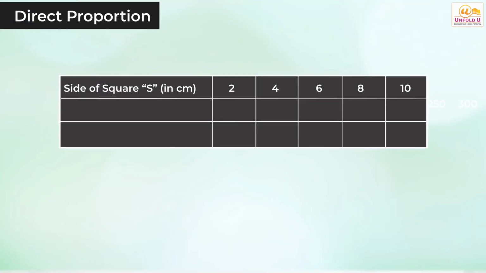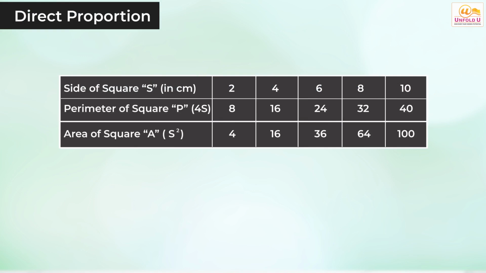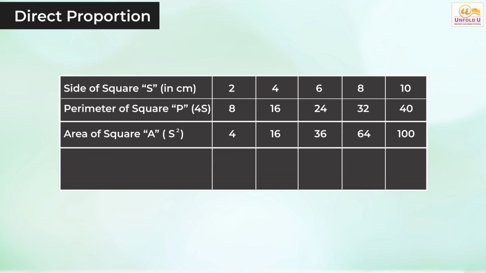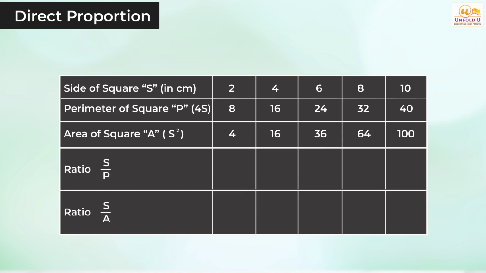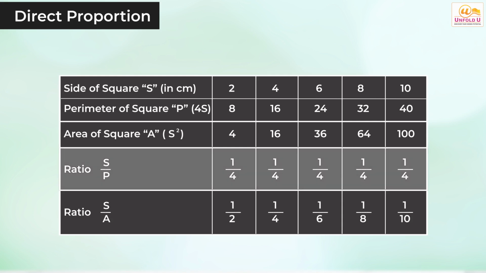Now see the given table. इस टेबल में डिफरेंट स्क्वायर की साइड्स गिवन है. उन साइड्स के करस्पॉन्डिंग स्क्वायर्स का पेरीमीटर एंड एरिया फाइंड किया गया है. अब अगर हमें रेशियोज फाइंड करना हो, रेशियो ऑफ द साइड टू द पेरीमीटर एंड द रेशियो ऑफ द साइड टू द एरिया ऑफ द स्क्वायर्स, वी गेट द कंप्लीट टेबल एज शोन. You see here that the ratio s by p remains constant for all the values of s and p. But the ratio s by a differs at each step.